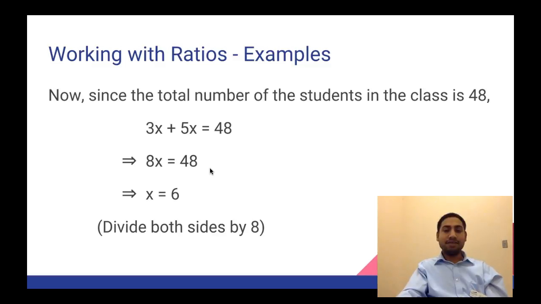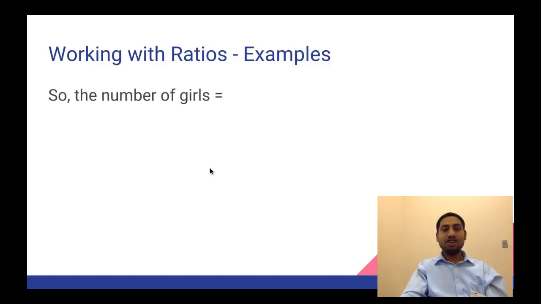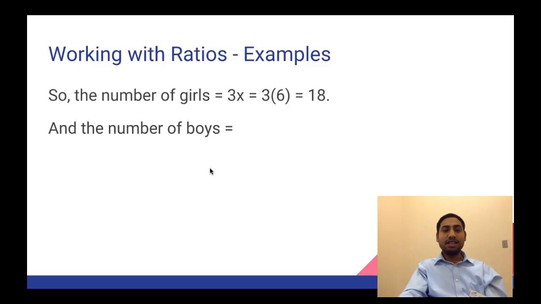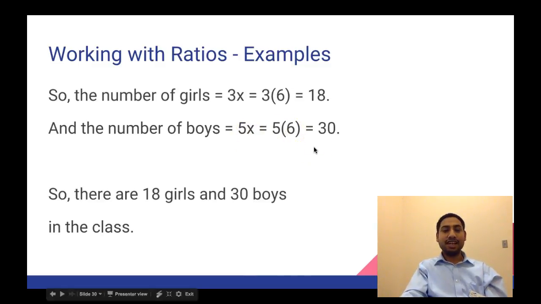So now that we have the value of x, we can figure out the number of boys and girls in the class. Remember, it was 3x before, so I'm going to plug in the x value 6 in here, so 3 times 6, which gives us 18. And then the number of girls is going to be 5x, and then 5 times 6, because x is 6, and 5 times 6 is 30. So there are 18 boys and 30 girls in the class.